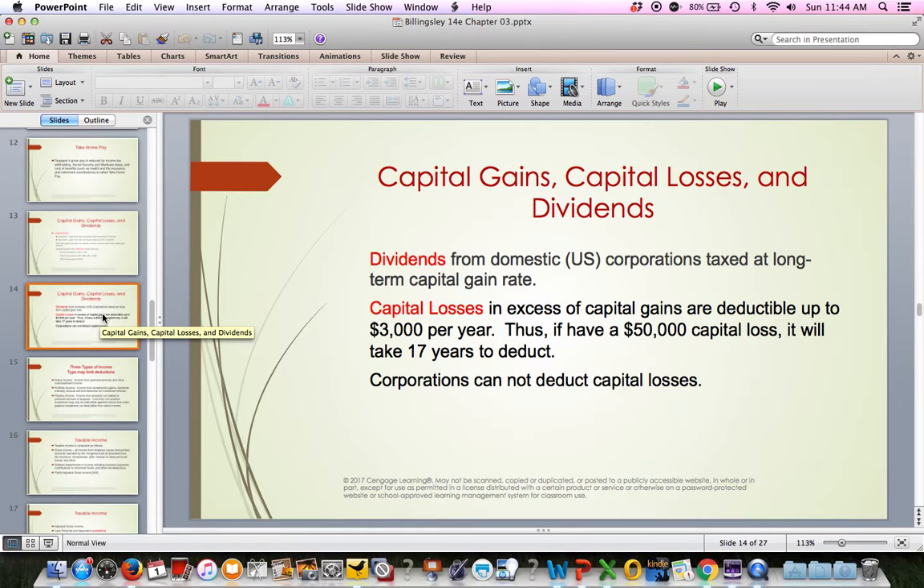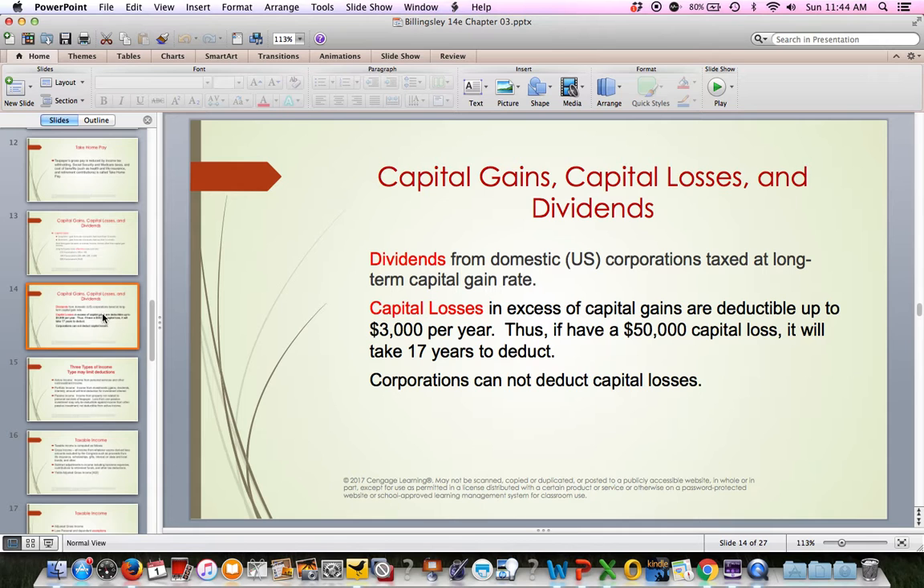Dividends are also taxed a little bit differently. Dividends from domestic U.S. corporations are taxed at a long-term capital gain rate. So if you own stock of a company and that company pays you a dividend, you get to keep more of that money. Basically, you're taxed at the long-term capital gain rate.